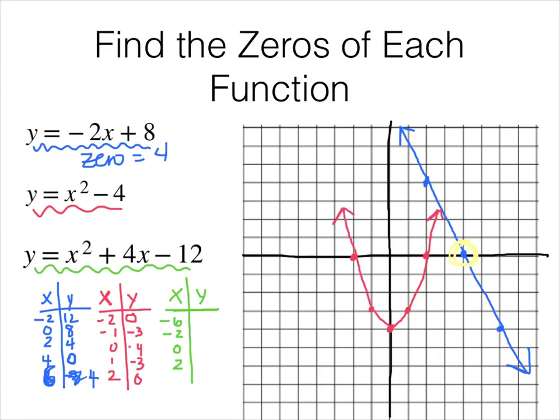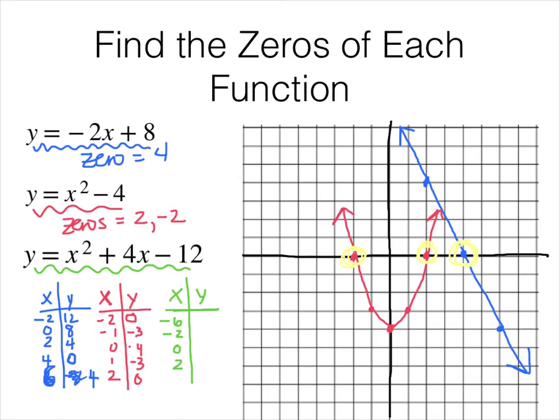And this parabola has 2 zeros. So where does this cross the x-axis? Well, there at 2 and there at -2. So the zeros for this second one, there are 2 this time. The zeros are +2 and -2.